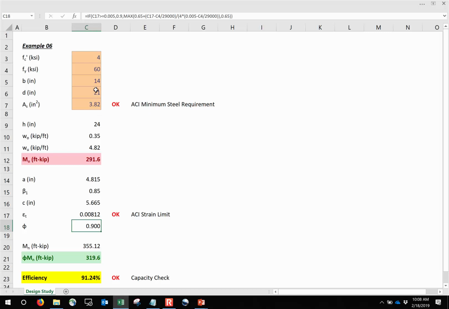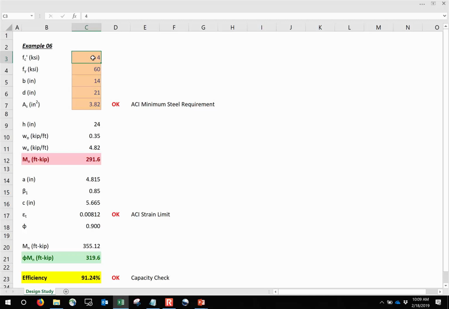So let me show you something. Remember how I said that FC prime really doesn't matter? Watch this. Look at your efficiency. Okay? Watch what happens when I double the FC prime. It's 4 KSI. Watch what happens when I make it 8. Really doesn't change the behavior of the beam all that much, does it? I mean, we doubled the FC prime, but look at your phi MN. It went from 320 foot kips to 340. So you double the FC prime, and it really doesn't affect things that much, does it?